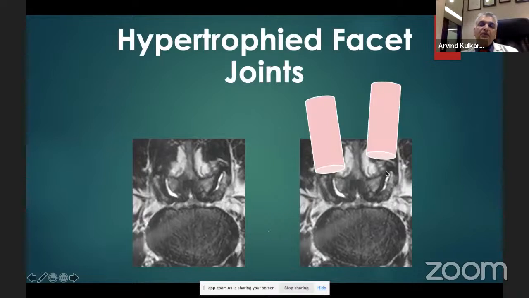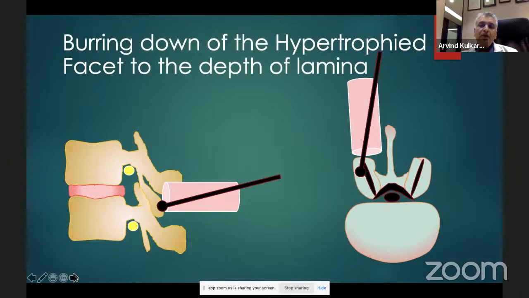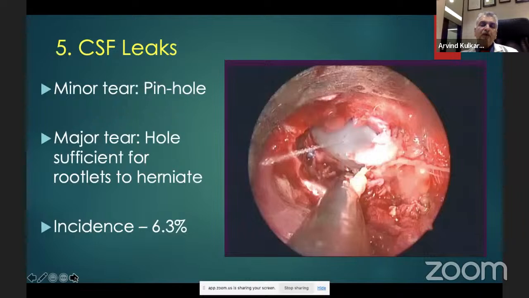So what happens if there is a hypertrophic facet and you have to do a TLIF? You don't have to burn all the soft tissue that is there in this valley between the spinous process and the facet joint. What you need to do is you land on the facet, you drill the facet till it is flat with the lamina, then you put a deeper tubular retractor, then work on it. This is one way of preventing soft tissue injury and then infection.